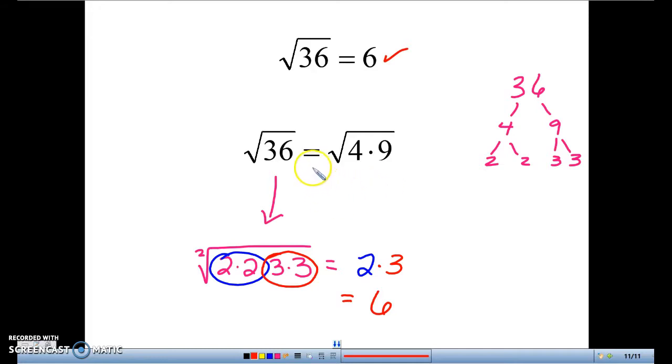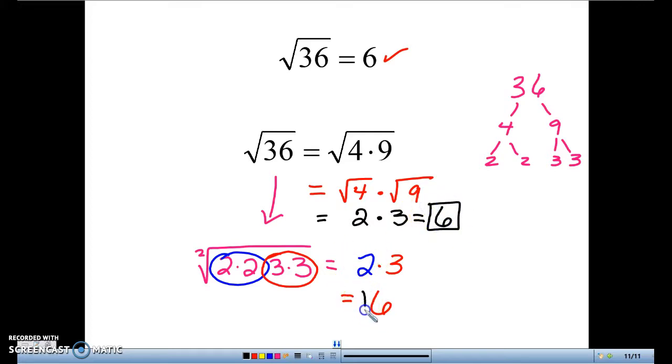Multiplication property of radicals says I can bust it down like this. I can take the square root of 4 and multiply by the square root of 9. What's the square root of 4? Yeah, that's 2. What's the square root of 9? Yep, that's 3. Do I get the same answer? I sure do. So there's lots of ways of looking at this same problem.